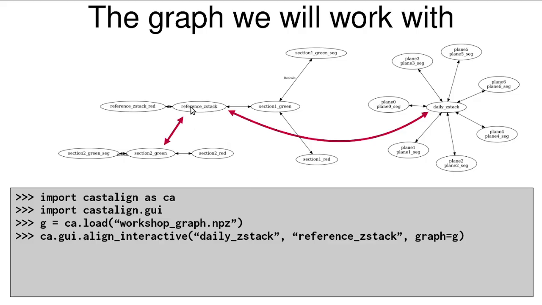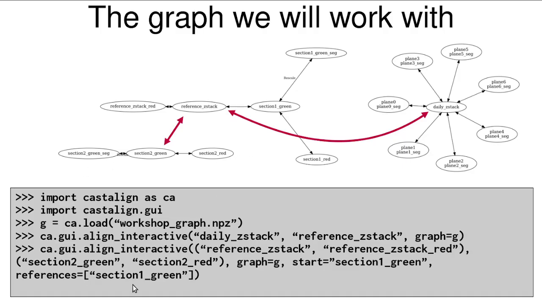And the other one we're going to do is this one. So then we're going to register the reference z-stack to section 2. Everything that I'm circling right now is all in vivo. Or actually, no, these sections, these are ex vivo. This is in vivo, this is in vivo, this is ex vivo, and this down here is ex vivo as well. And so this is the command we're going to use to do that.